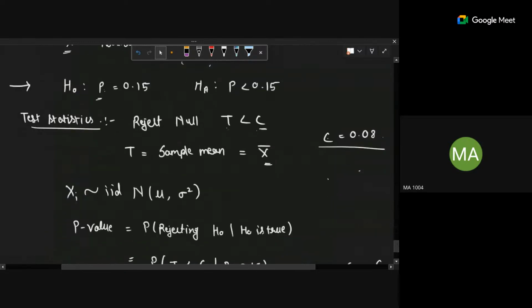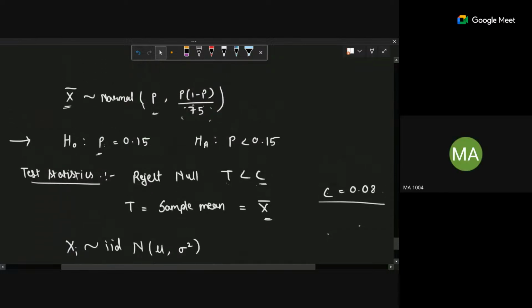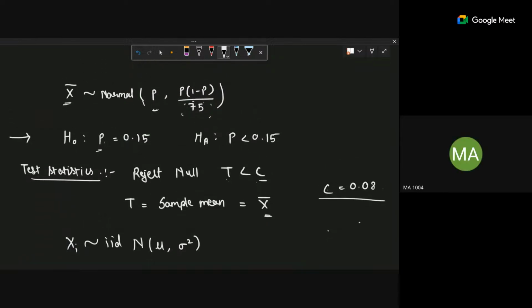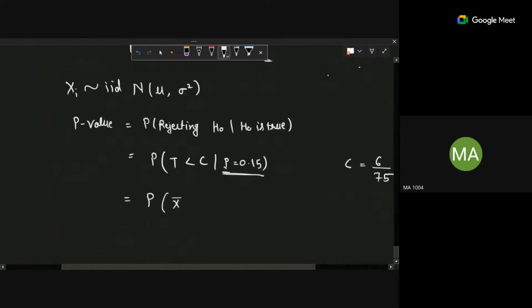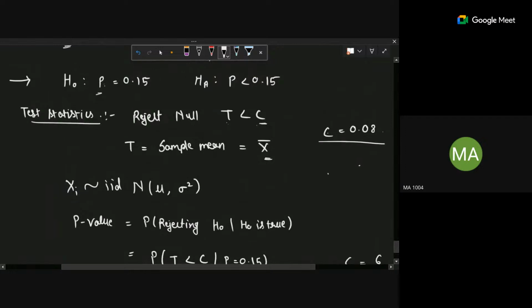Why was it important to know whether X bar follows a normal distribution or not? Can anyone answer that? X bar is related to C, ma'am. Yes, X bar is related to C, and we will be making this a normal when we solve it. Your answer is correct. X bar is related to C.